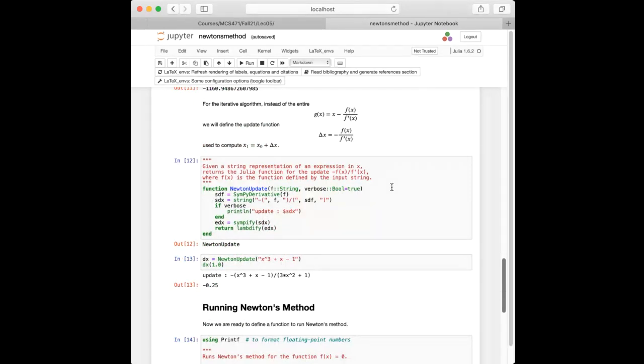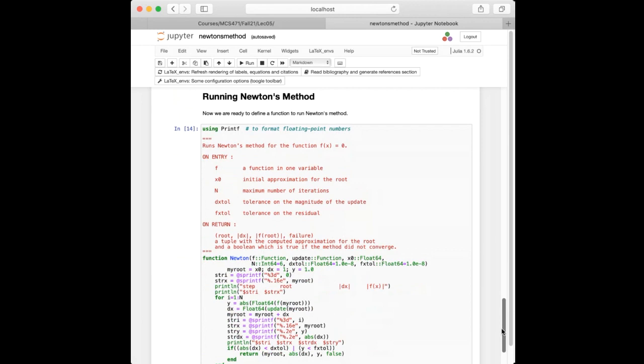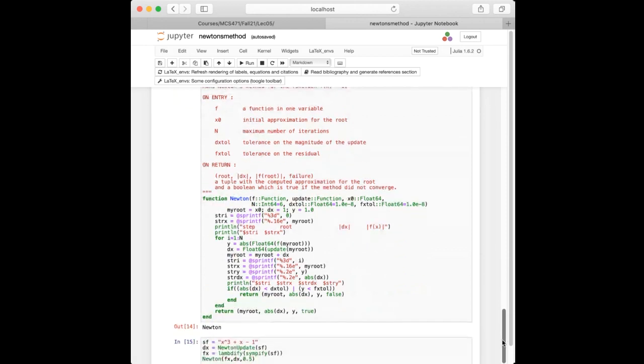Here you see the second function where the Newton update is defined. Again, there's no main program. Here you see the simple test that allows us to verify the correctness of this function. And then and only then do we have the main function that is used to run Newton's method. We are formatting our numbers in scientific notation. This is where we use the printf. And we copy and paste into this code cell the definition of the function, just as was on the slides.